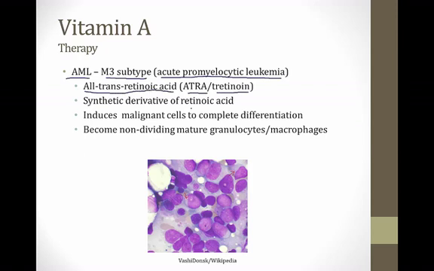This is a synthetic derivative of retinoic acid, and it induces the malignant cancer cells to complete differentiation. As a result, they become non-dividing mature granulocytes or macrophages, and the leukemia can resolve. This is a picture of a biopsy specimen of someone who has the M3 subtype of AML. The classic finding is an Auer rod, and there's one shown on the screen here.